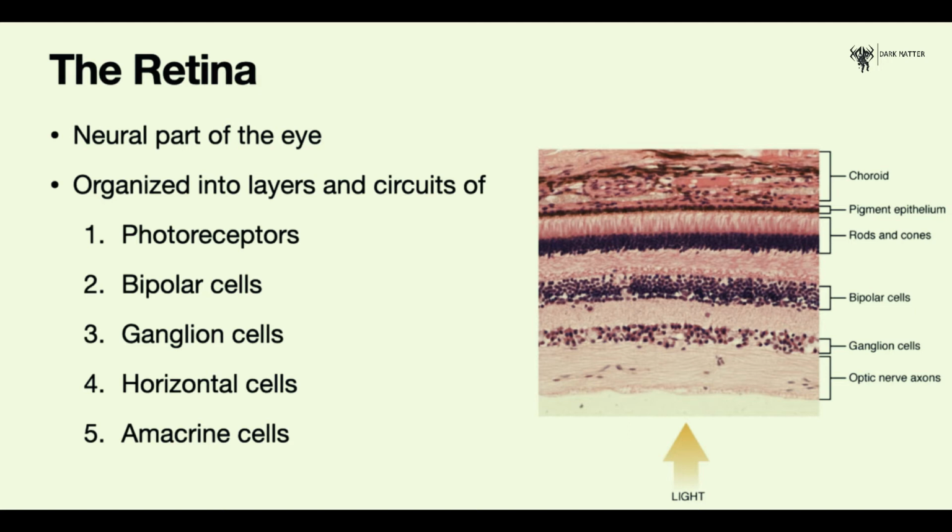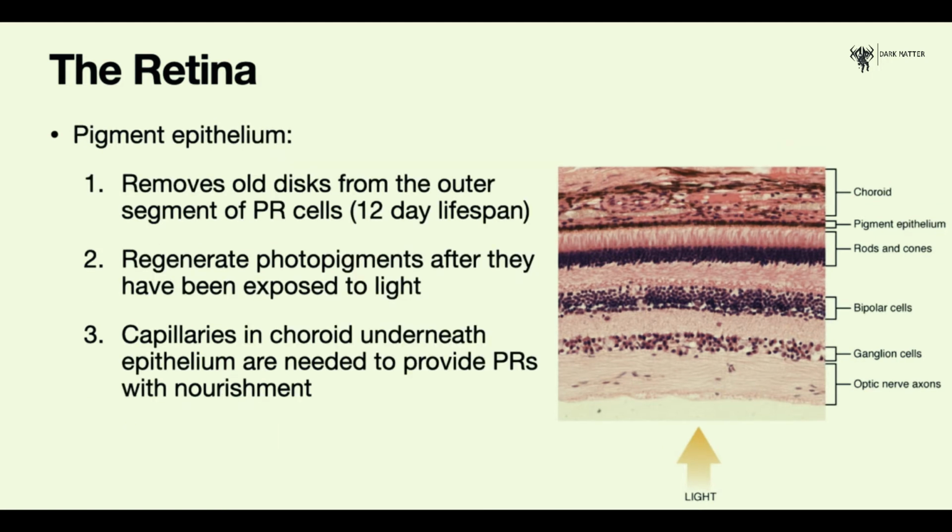In this diagram, the front of the eye is on the bottom and the back of the eye is on the top. So at the top of the diagram, or at the back wall of the eye, there is the pigment epithelium that sits on top of the choroid. The pigment epithelium plays an important role in supporting the function of the photoreceptors.